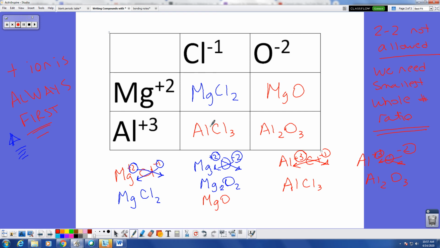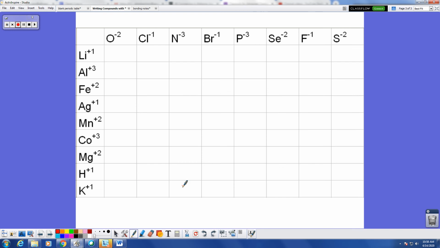Okay, tomorrow we will look at naming these compounds, like what is the name of that guy? This one, this one, this one. And we'll also look at writing with polyatomic ions. Okay, and so we'll learn what those are tomorrow. So, this is what your assignment looks like. I'll have this posted.